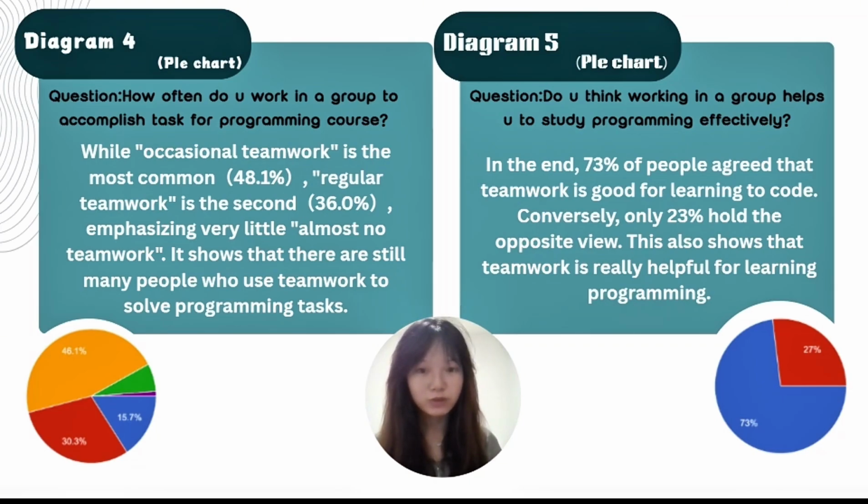Now, let's move to diagram 5. The question for diagram 5 is, do you think working in a group helps you to study programming effectively? In the end, 73% of people agree that teamwork is good for learning the code. And conversely, only 23% hold the opposite view. This also shows that teamwork is really helpful for learning programming.